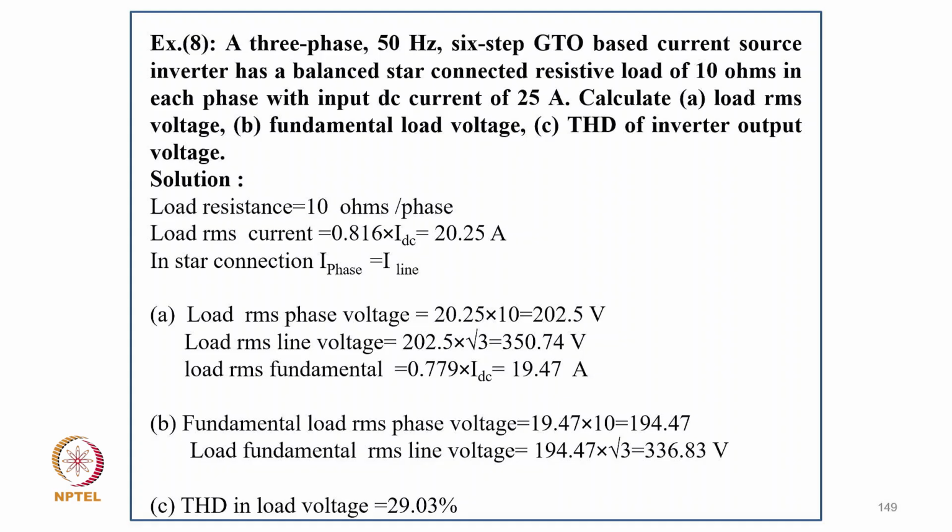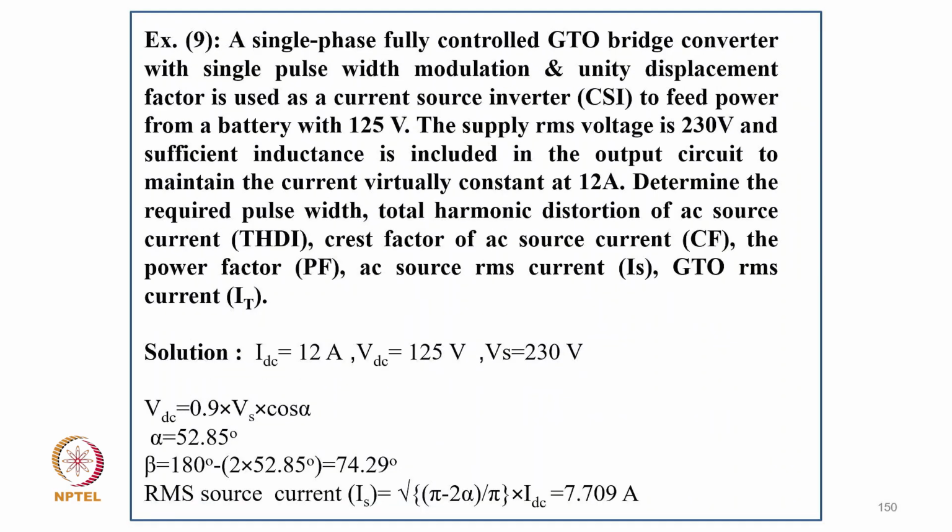Load current is 0.816 ID, that is 20.25 ampere, and for star connection I phase equals I line. Load RMS phase voltage is 20.25 into 10, that is 202.5 volt, and load RMS line voltage is 202.5 into root 3, that is 358.74 volt. Load RMS fundamental current is 0.779 into ID, that is 19.47 ampere. Fundamental load RMS phase voltage equals 19.47 into 10, that is 194.47 volt, and fundamental line voltage is 194.47 into root 3, that is 336.83 volt, and THD in load voltage is 29.03.